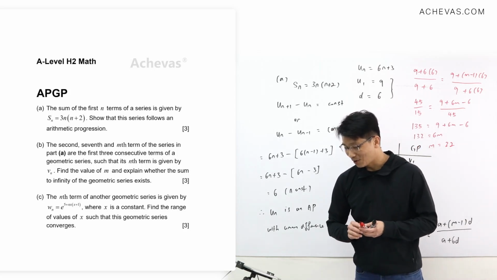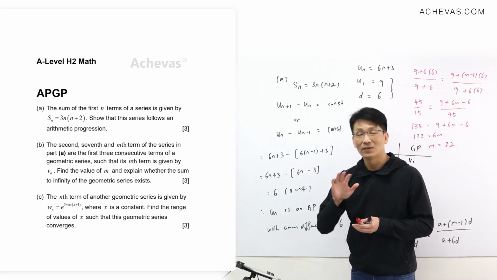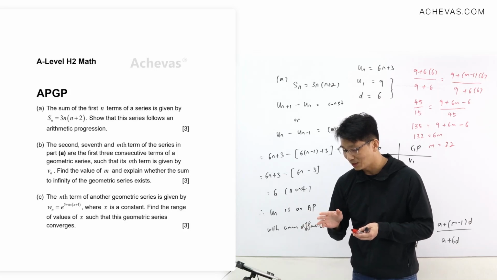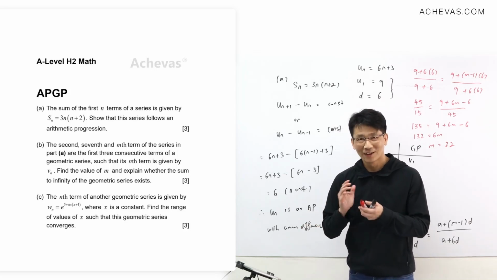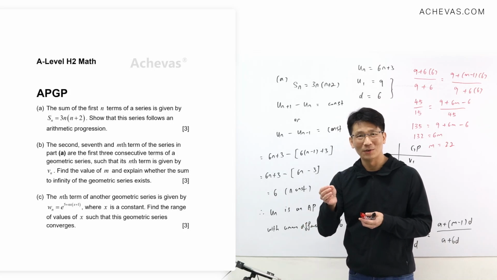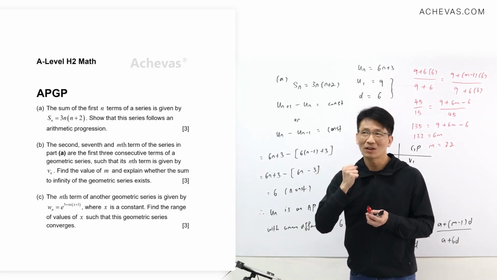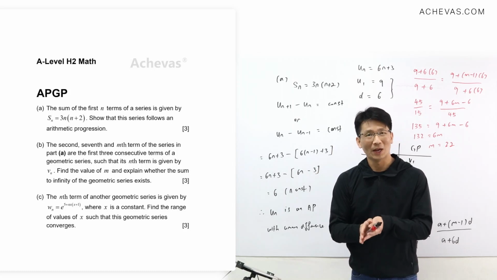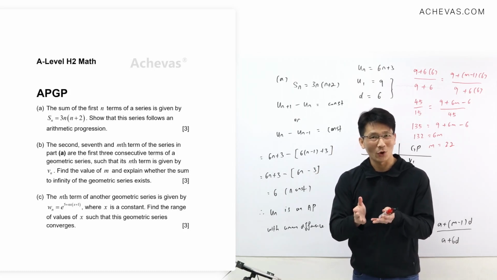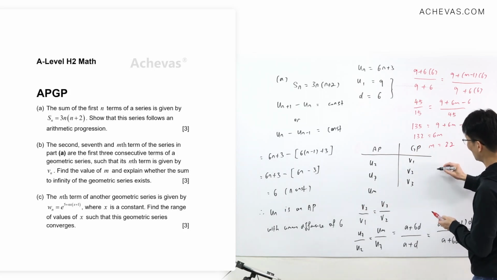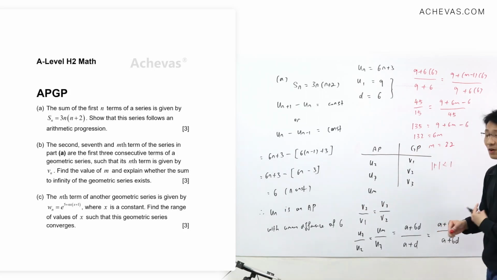That will be my answer for my part B, the first part. And there's a second part that says explain whether the sum to infinity of this GP exists or not. Then we need to make use of our knowledge on sum to infinity. In order for a GP sum to infinity to exist, it must fulfill one requirement. The requirement is the common ratio must be lesser than 1. The modulus of the common ratio must be lesser than 1.